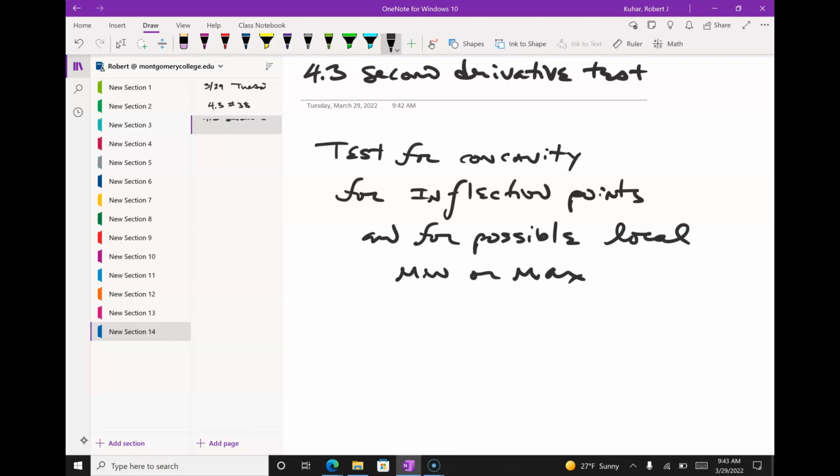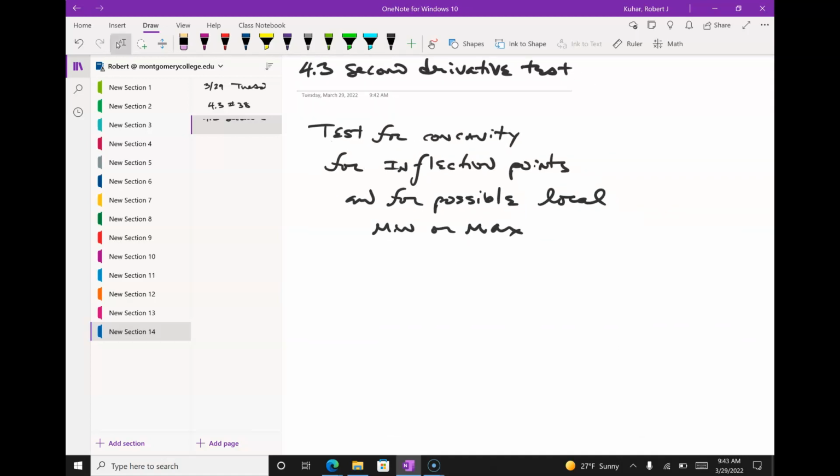On your exam, I will say, just do a second derivative test for concavity. Just do a second derivative test for inflection points. Just do a second derivative test for local mins or maxes. Okay? I'm not going to make you do one big problem, because I want you to have different functions. So I could do a second derivative test with two different functions, one to find concavity, one to find inflection points.